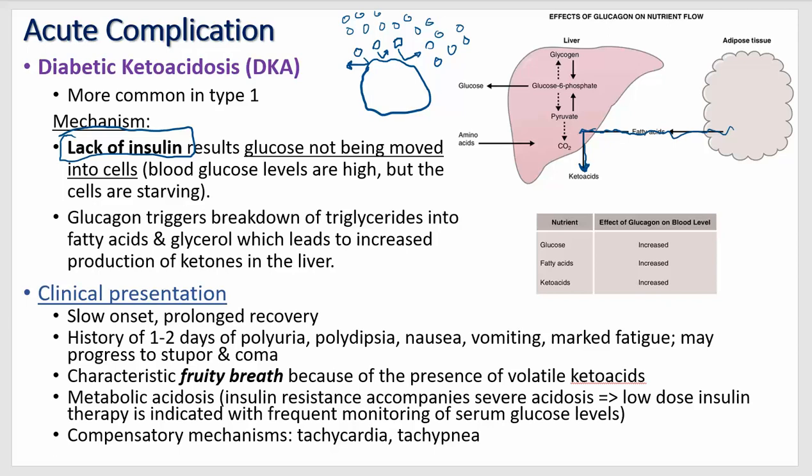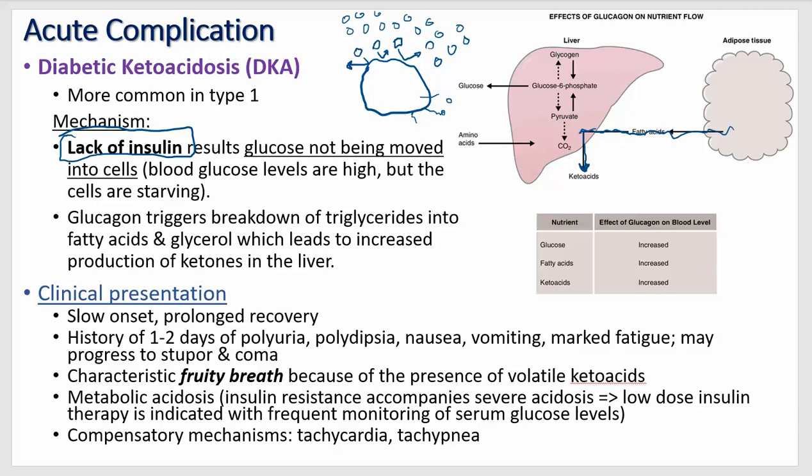is going to create these ketones or these keto acids. Okay, so I'm trying to give you details without making it too complicated. So glucagon triggers the breakdown of those triglycerides into fatty acids and glycerol, which leads to increased production of ketones in the liver. Okay, so now we have an energy source of these ketones, but it's also causing the cells to be acidic. So we're using fats as energy, but we're causing our blood to become acid. So that's what happens.